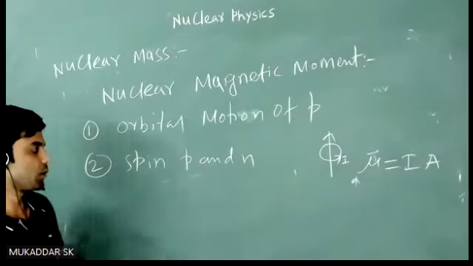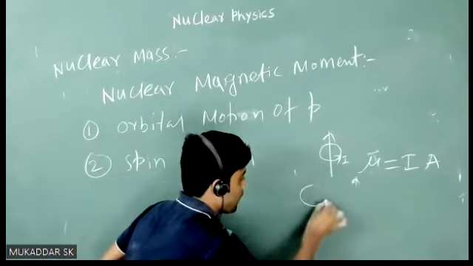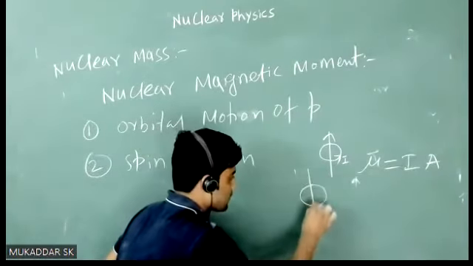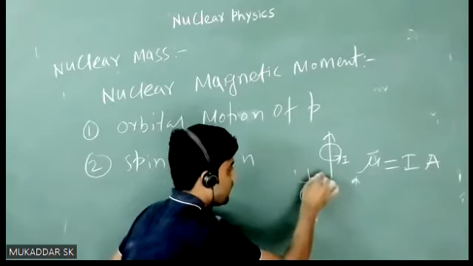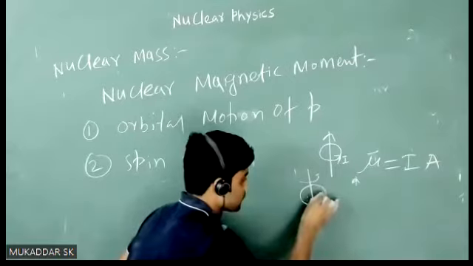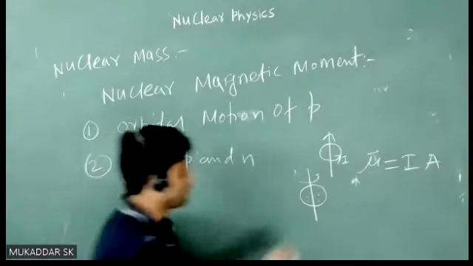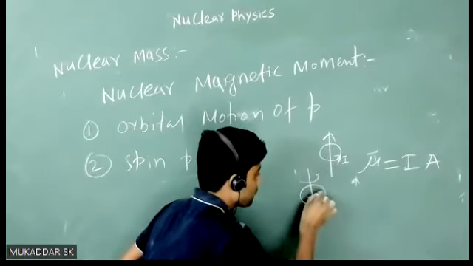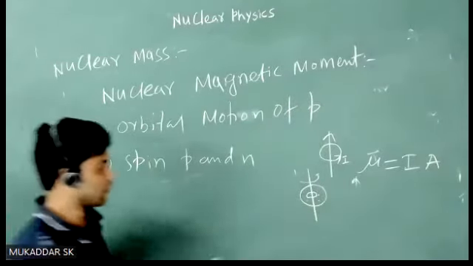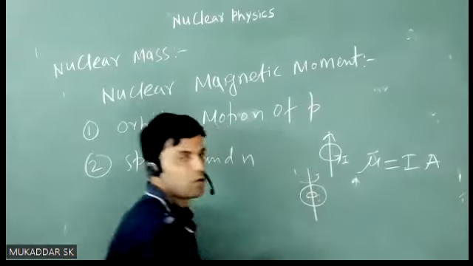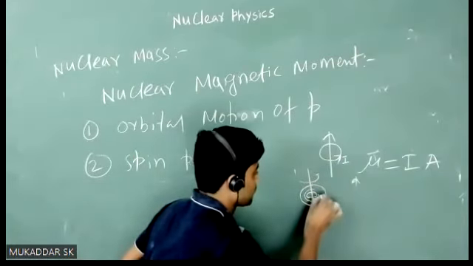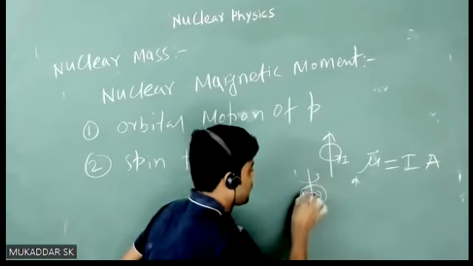I am repeating. Suppose you have a proton. It has charge, right? It is spinning about its center of mass. So spinning is like that. Inside the proton, each point will have charge, right? And each point is actually rotating or spinning. So each point will make some current loop, and there will be many current loops inside your proton during its spinning.